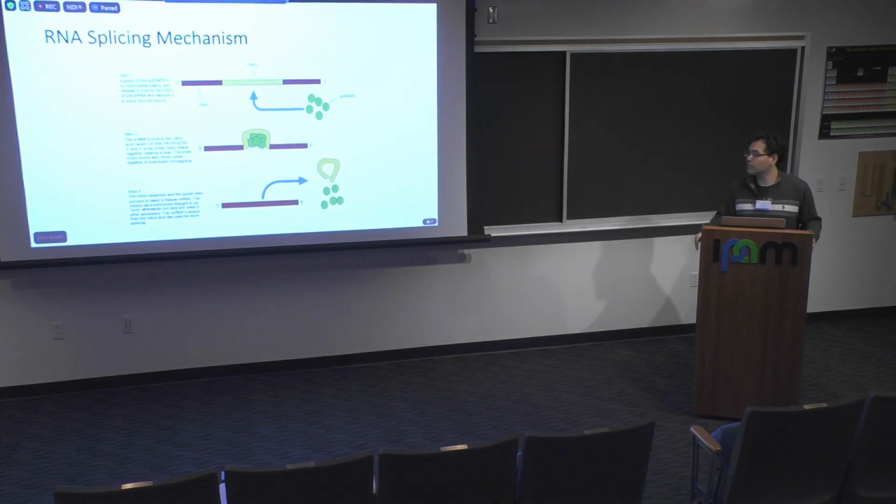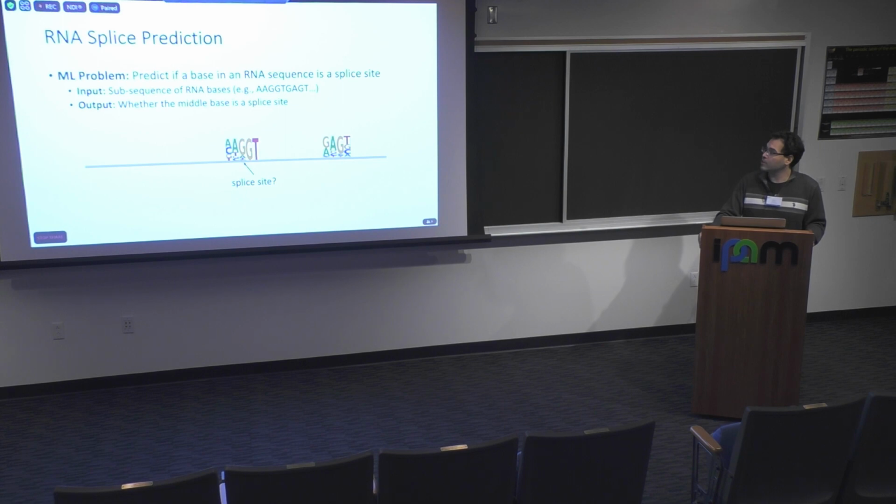And there are a lot of reasons for wanting to understand this. For example, if we understand how the mechanism works, we might be able to come up with therapies to treat diseases that are caused by mutations that affect splicing. But the current machine learning approach to the problem is to just train an end-to-end predictive model to decide whether a given point in the sequence is a splice site or not.